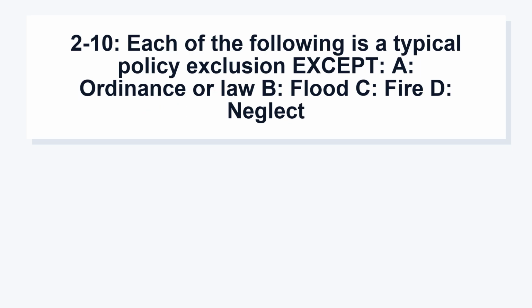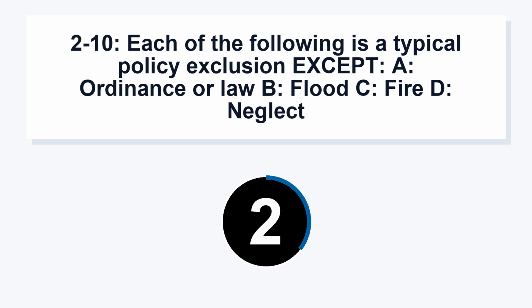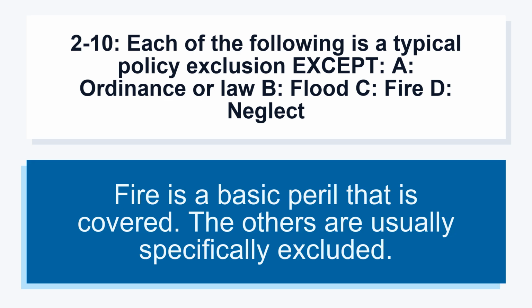2 to 10. Each of the following is a typical policy exclusion except A. Ordinance or law. B. Flood. C. Fire. D. Neglect. Fire is a basic peril that is covered. The others are usually specifically excluded.